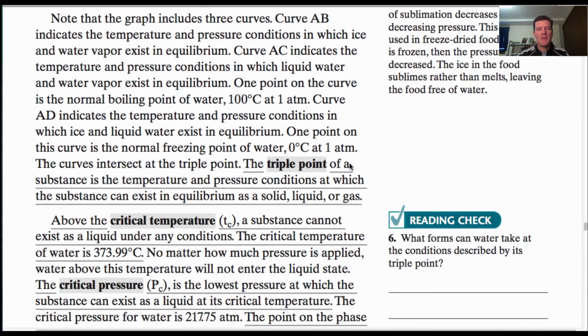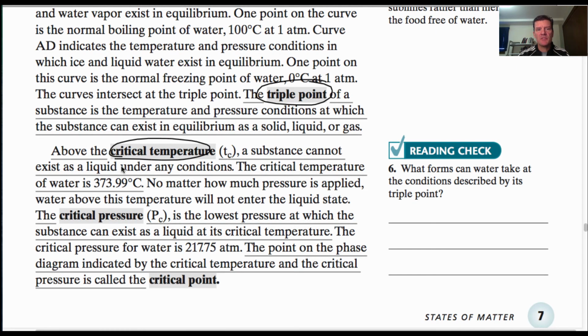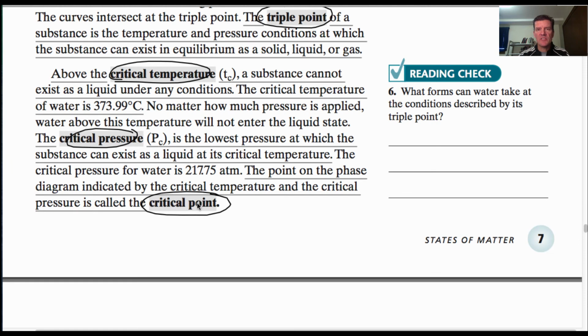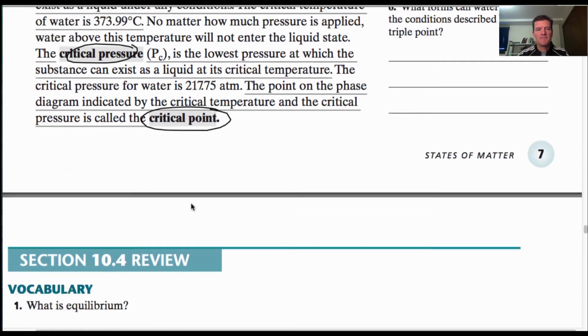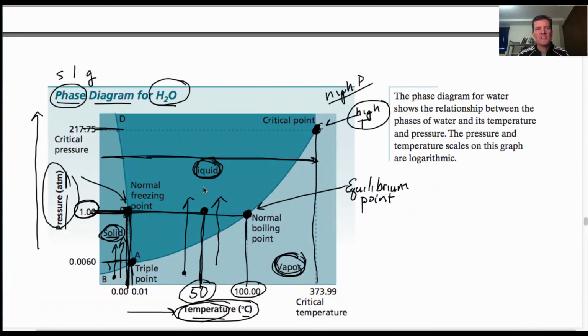I mentioned the triple point. You need to understand that. I mentioned the critical temperature and the critical pressure, which reach the critical point where the boundary between liquid and gases disappears. So you need to know those different important points, as well as be able to interpret the graph like this. And I'll probably give you some more information in another video that might help you.